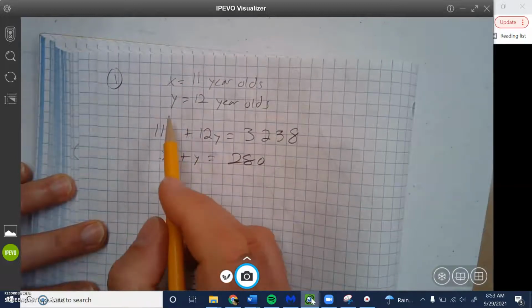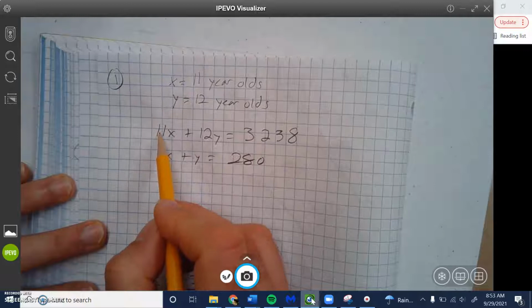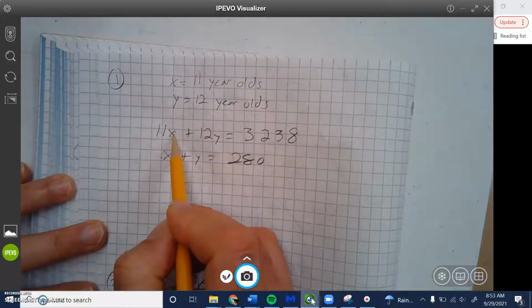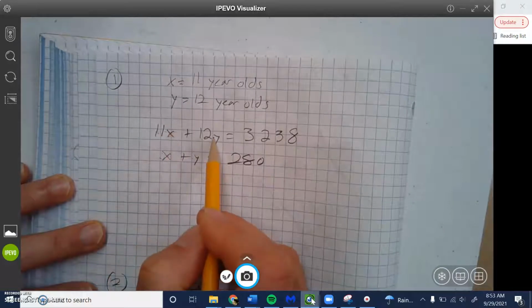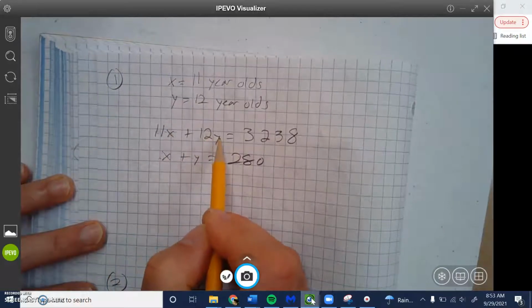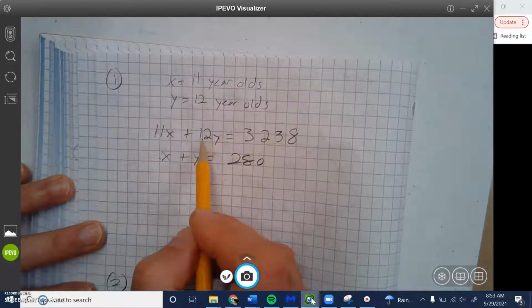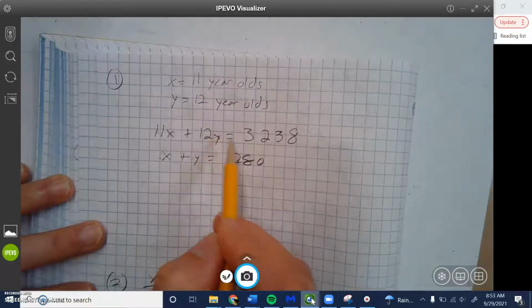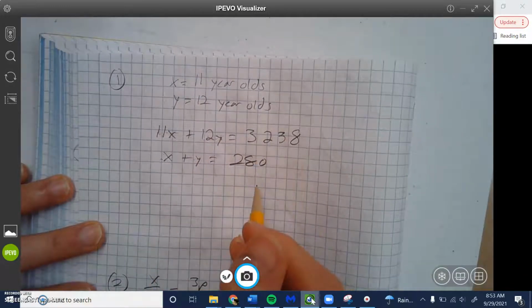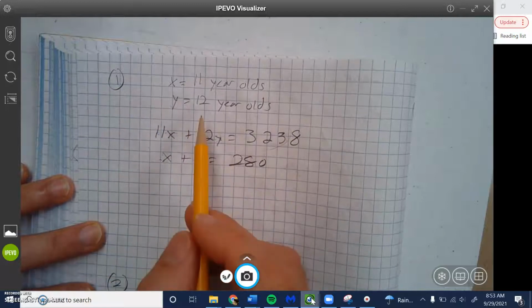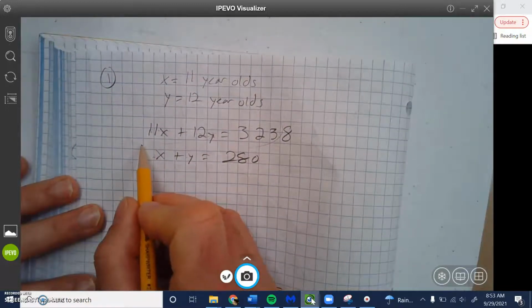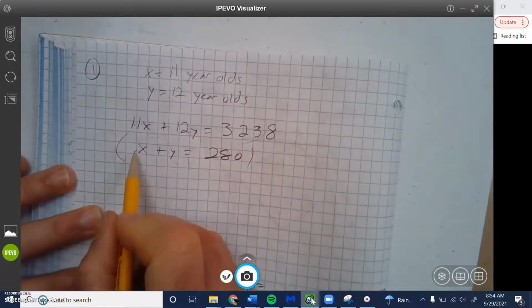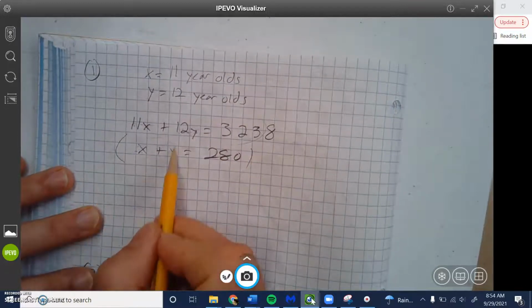Now, the age in years: 11 times however many 11-year-olds there are tells me how many years they have total, plus 12 times how many 12-year-olds there are tells me how many years all the 12-year-olds have had, equals 3,238. So here's the age equation, and here's the amount equation. Now you have to solve it. You've got to get a magic pair. So I'll multiply this one by either negative 11 or negative 12.